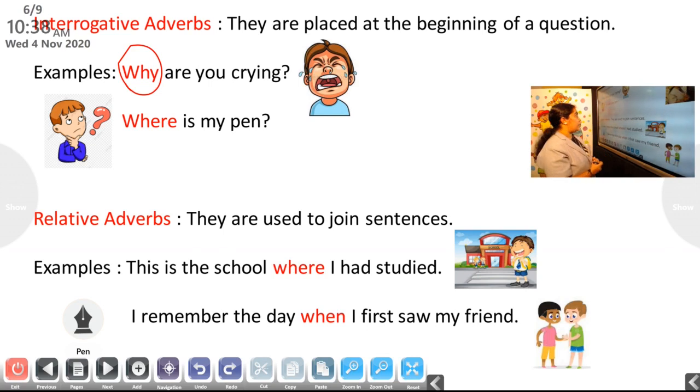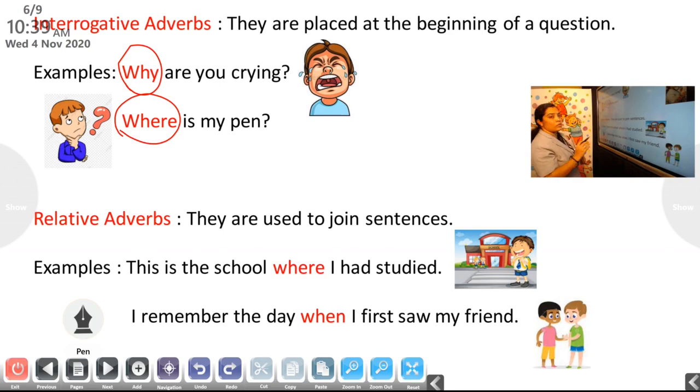Interrogative adverb is easy to find. Where is my pen? So this is also an interrogative adverb. Two more examples are given in your textbook. Why are you crying? Where is my shirt? There, where is the interrogative adverb. How are you feeling now? Which is the question word there? How. So that is the interrogative adverb. The WH question word used in the beginning of a sentence to ask a question is the interrogative adverb. Why, when, where, how, all these are interrogative adverbs.